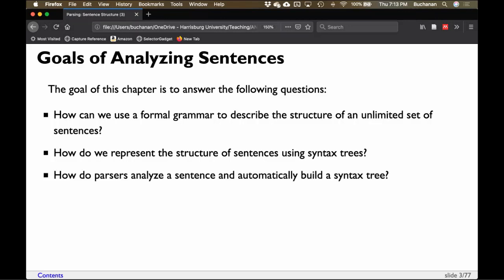Complexity is the word I was trying to go for there.